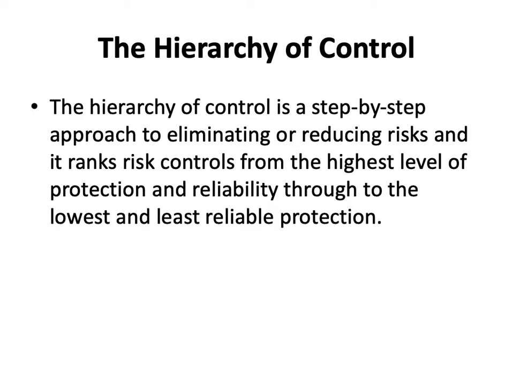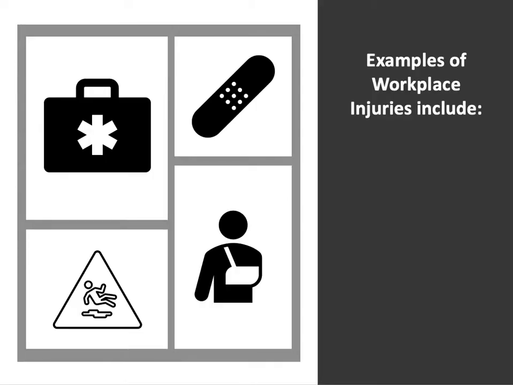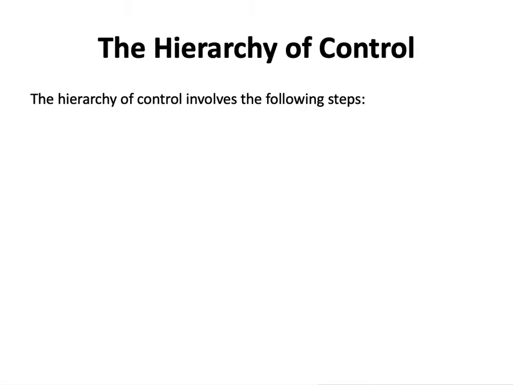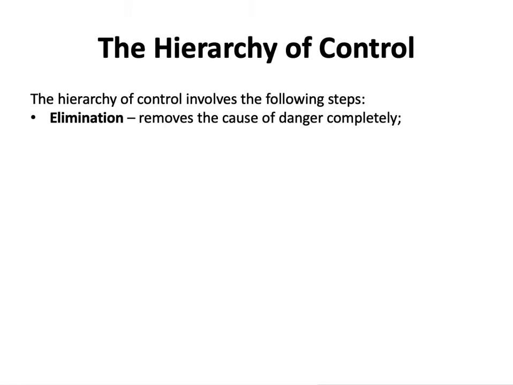The hierarchy of control is a step-by-step approach to eliminating or reducing risks, and it ranks risk controls from the highest level of protection and reliability through to the lowest and least reliable protection. Examples of workplace injuries include slips, trips and falls, accidental breaks of client's property, back injuries, neck injuries, psychological injuries. The hierarchy of control involves the following steps.